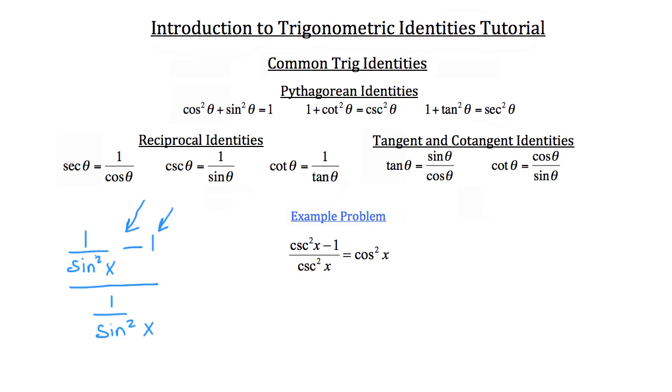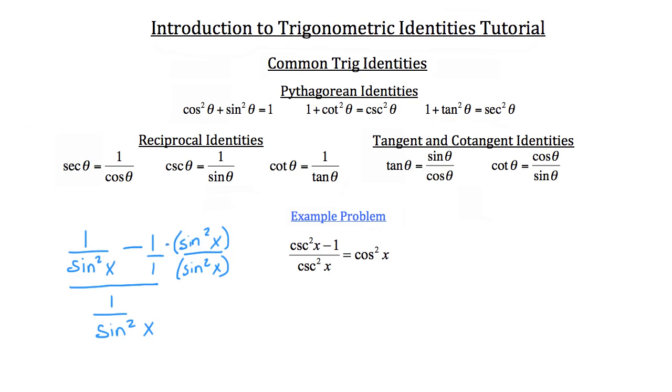Alright, so I want to combine these two values in my numerator, 1 over sine squared x and that negative 1, but I need to have a common denominator for both of them. Right now, this just has a denominator of 1. So what I'm going to do is multiply this fraction here, that 1 over 1, by sine squared x over sine squared x. I can multiply it by sine squared x over sine squared x because it is equal to 1. And when you multiply something by 1, you're not actually changing it.